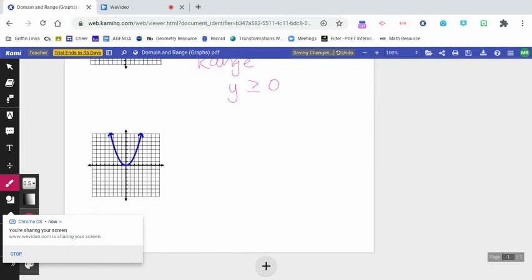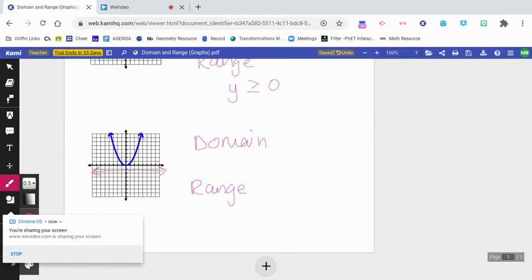Okay, we've got one more example. This time we have a parabola. It's that U shape. So for our domain, again, we're looking left to right. So moving to the left, that arrow is going to continue to go on and on forever and ever. Moving to the right, this arrow is going to continue to go on and on forever. That means every single number that exists is part of our domain.